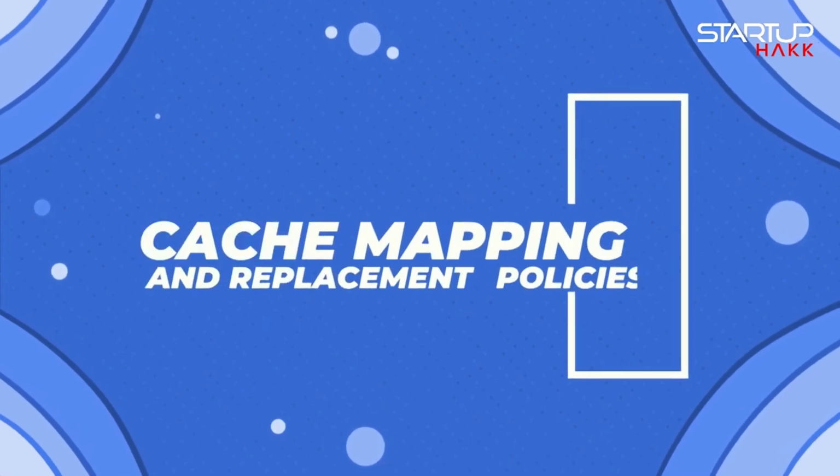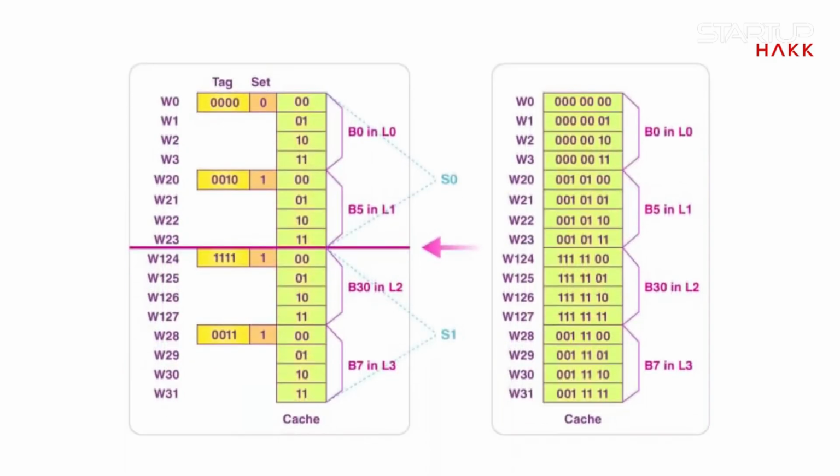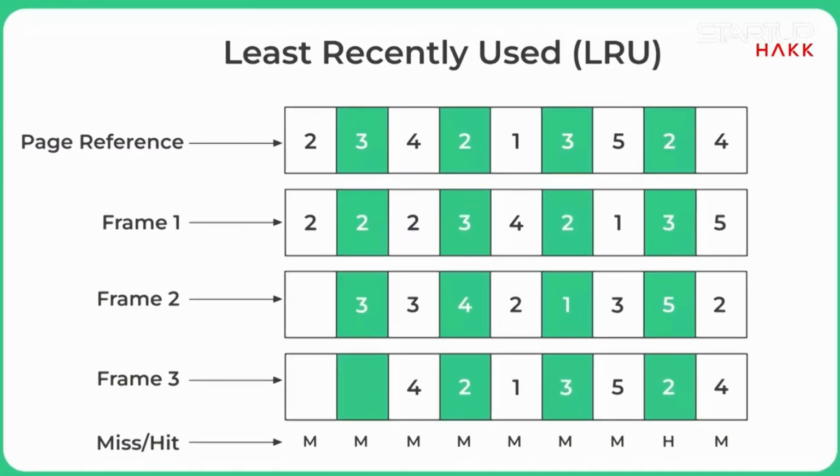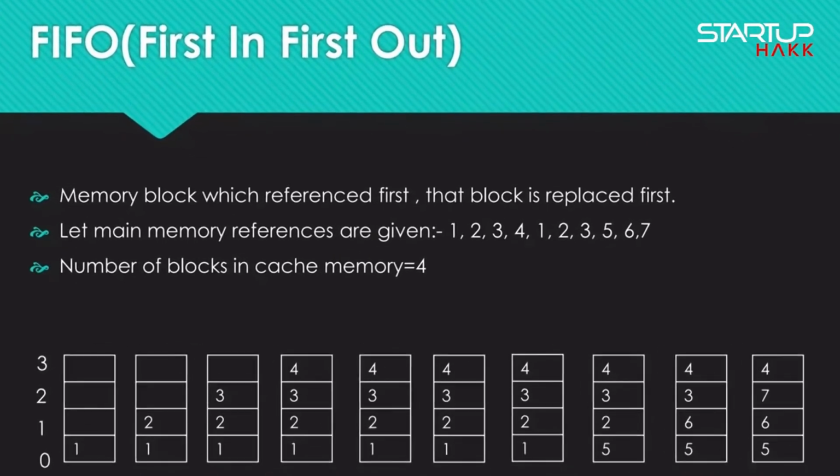Now, cache mapping and replacement policies are important. Cache mapping determines how data is loaded into the cache, with common methods including direct mapping, associative mapping, and set associative mappings. These methods dictate how the cache locates and retrieves the data. Replacement policies such as least recently used, or LRU, and first in, first out, or FIFO, determine which data is discarded when the cache is full. With my experience, I found that fine-tuning these policies was vital for maintaining optimal performance. The right combination of mapping and replacement strategies ensure that the cache remains efficient and effective.